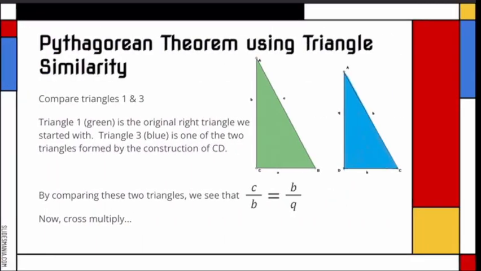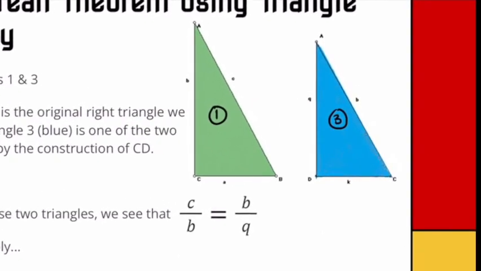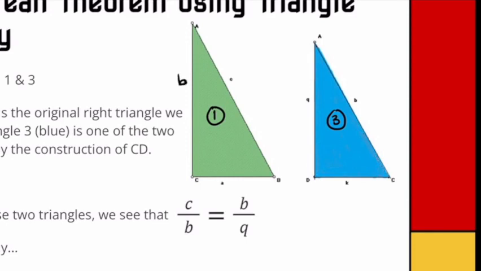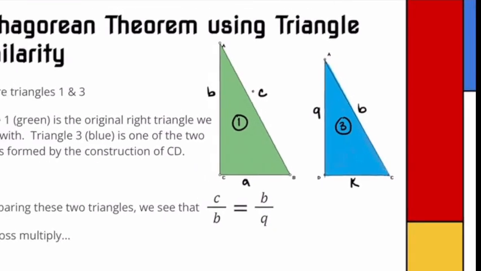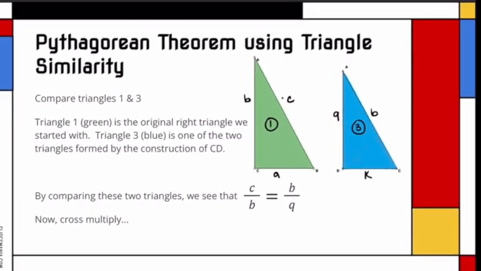Now we're going to compare triangles 1 and 3. Triangle 1 is the original triangle in green, and triangle 3 is the little blue one. If we compare those 2 triangles, we can see that we gave different side lengths. This is B, this is C, and this is A. This is Q, K, and B, because they both have AC in common. See that, AC and AC.